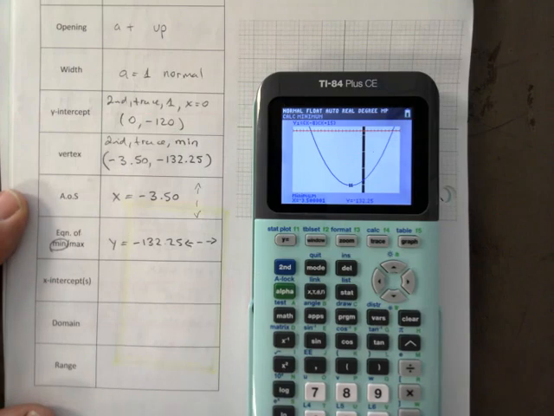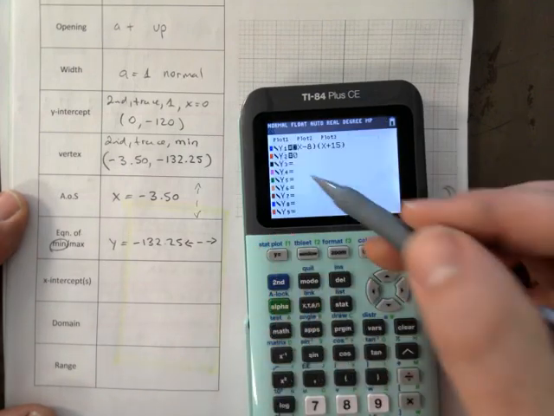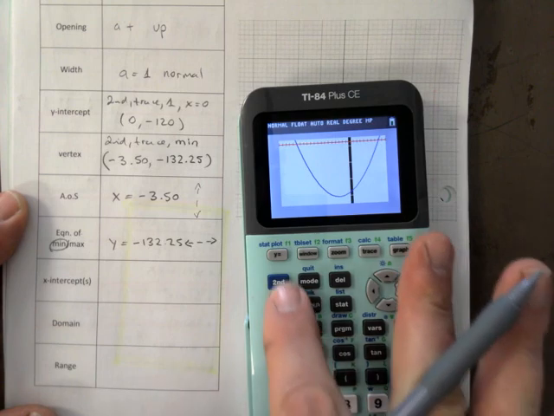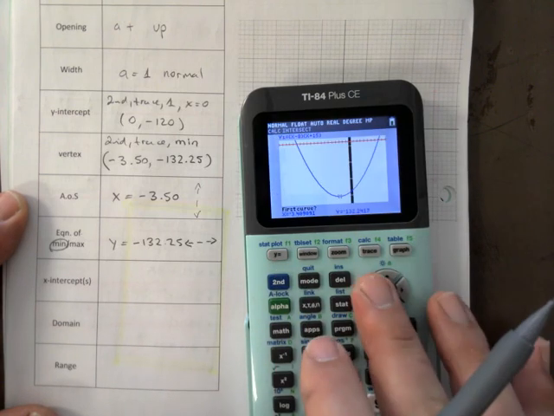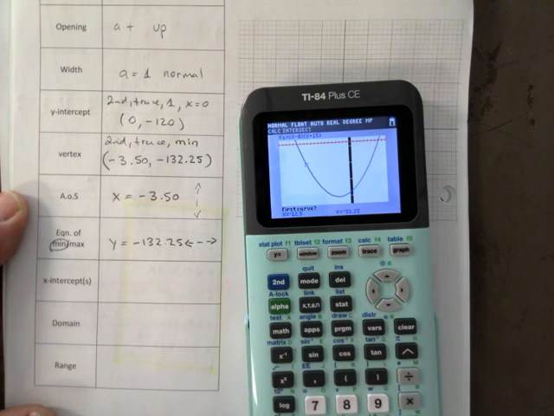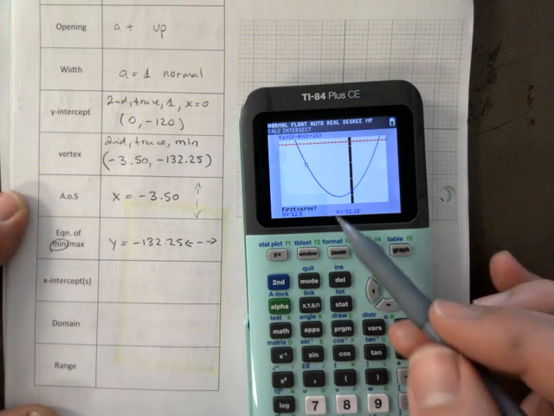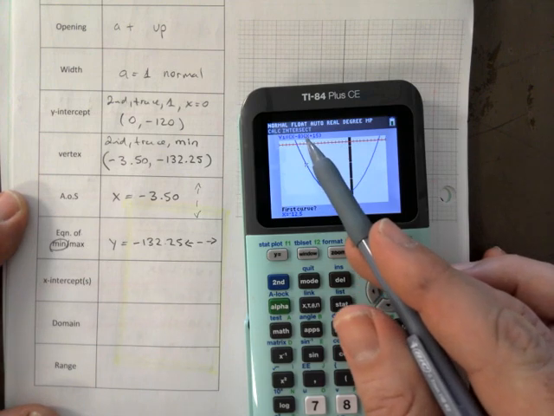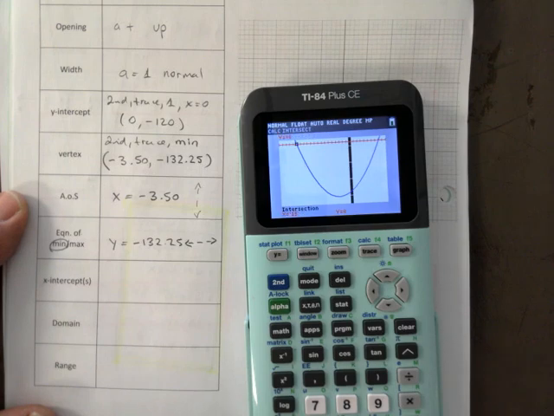X-intercepts. I already have y2 is equal to 0, so it's all done. I just have to go second trace 5. Go to the one you want. So I want the left first. That's close enough, guys. You just have to tell the calculator you want to be closer to the one you want to find. Right? So enter, enter, enter.